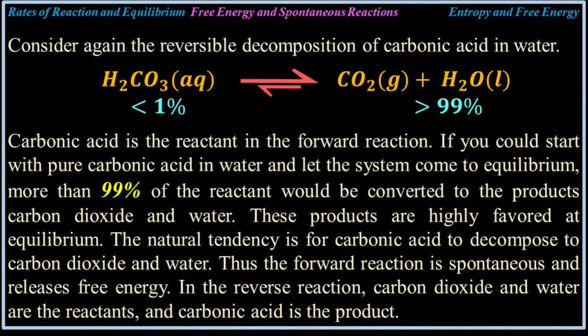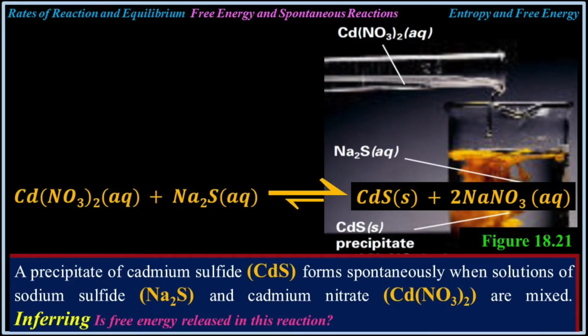Carbonic acid is the reactant in the forward reaction. If you could start with pure carbonic acid in water and let the system come to equilibrium, more than 99% of the reactants would be converted to the products carbon dioxide and water. These products are highly favored at equilibrium. The natural tendency is for carbonic acid to decompose to carbon dioxide and water. Thus, the forward reaction is spontaneous and releases free energy. In the reverse reaction, carbon dioxide and water are the reactants, and carbonic acid is the product.